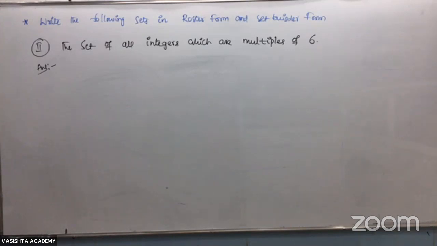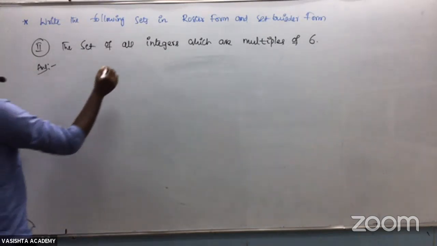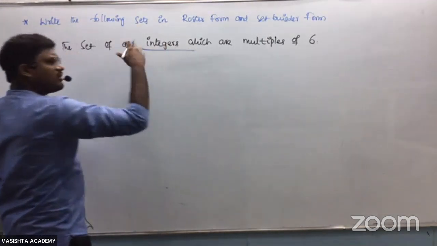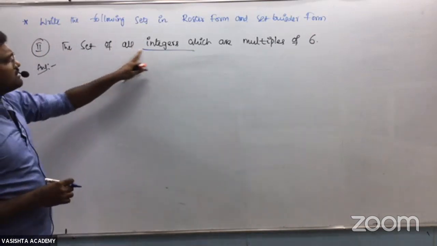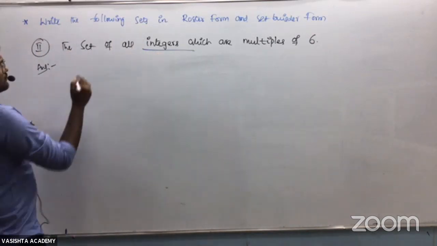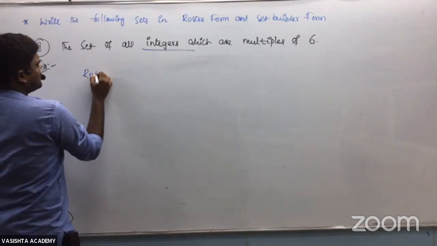-12, -6, 0. You have written only 5 or 6 elements. Like that, you will get an infinite number, right? Vishal, 6, 12, 18. What about negative integers? Yeah, 18, correct. Fine. Actually, here I just said set of all integers. There is no restriction. Okay. So first one, roster form.